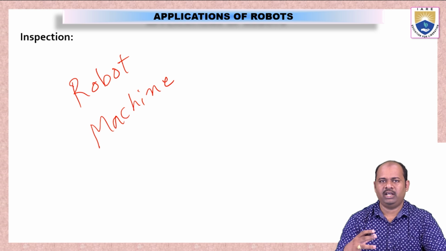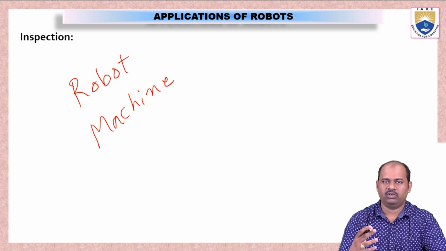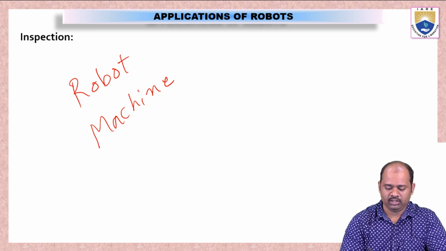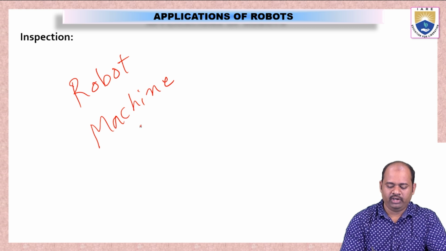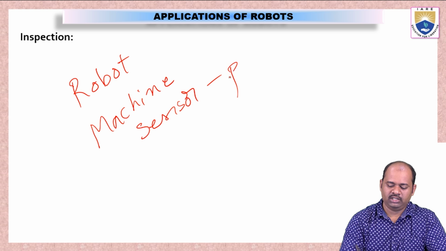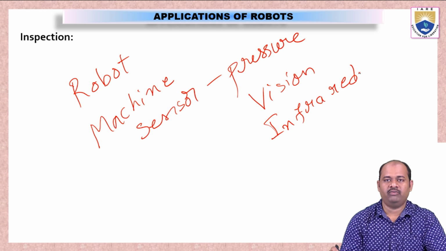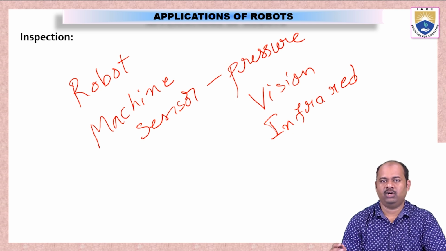We can use different kinds of sensors on the robot to check whether the body is correctly assembled or not. So in this process, we can use different kinds of sensors like pressure sensor, vision sensor, infrared sensor, etc. These are some of the sensors that are very useful while inspecting the body.